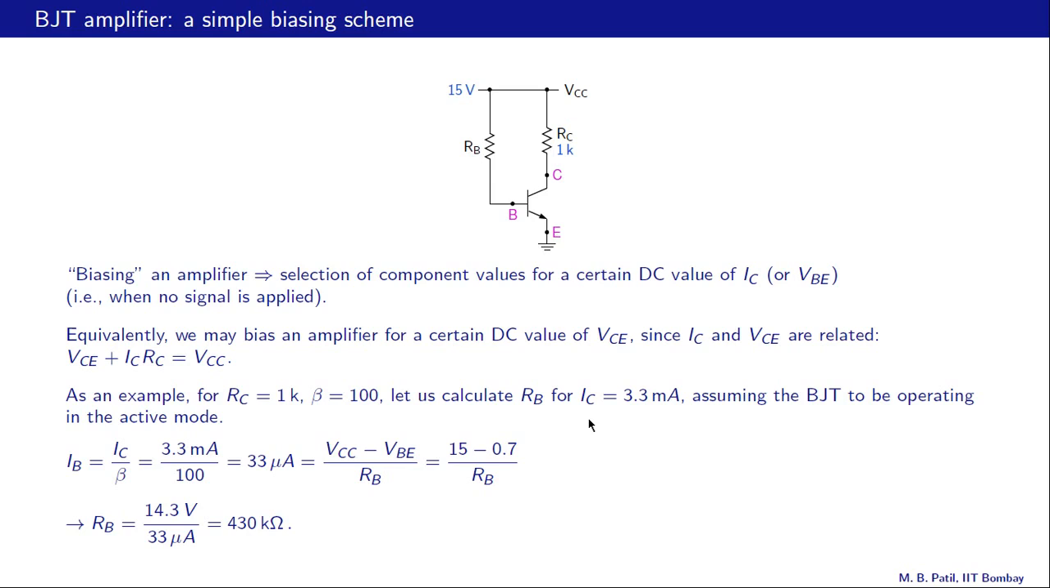Is the transistor indeed operating in the active mode with these component values? That's easy to check. Let us calculate VC. VCC is 15 volts. ICRC is 3.3 times 1, so 3.3 volts. So VC is 15 minus 3.3, around 12 volts. VB is about 0.7. So this is a P region. P region is at 0.7 volts, N region is at 12 volts or thereabouts. Therefore, definitely this base collector junction is reverse biased and the transistor is indeed operating in the linear region.